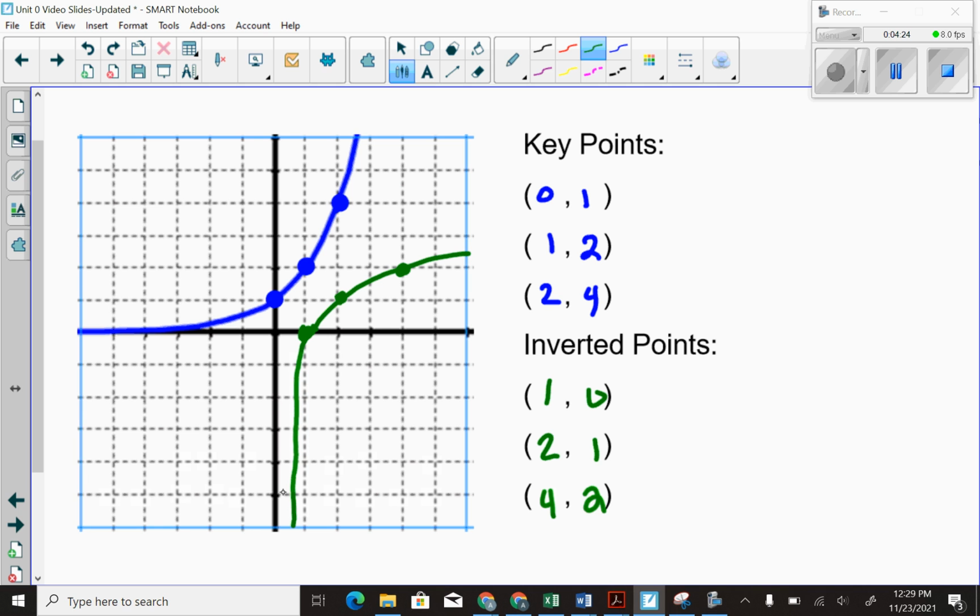And then our graph would look something like, maybe a little bit more like this, similar to what that original function is doing, hugging the y-axis instead of the x-axis. And then you could always check to make sure your domain and range are in fact switched.